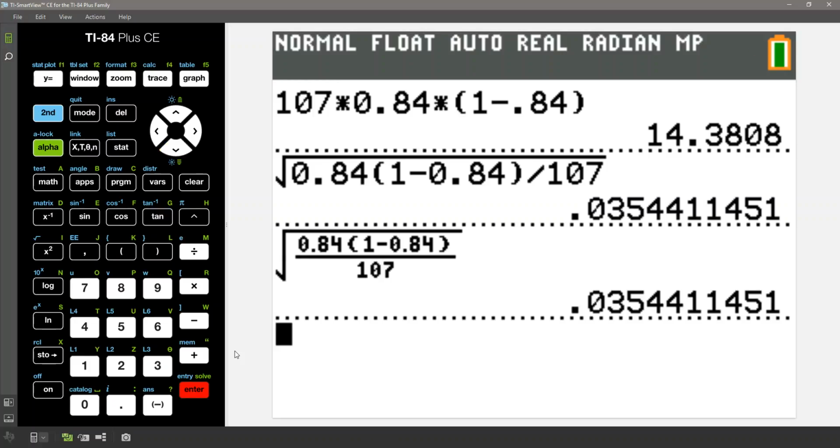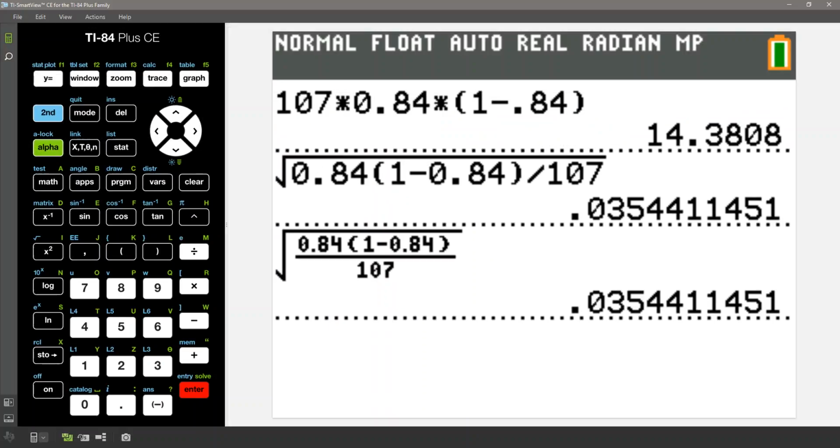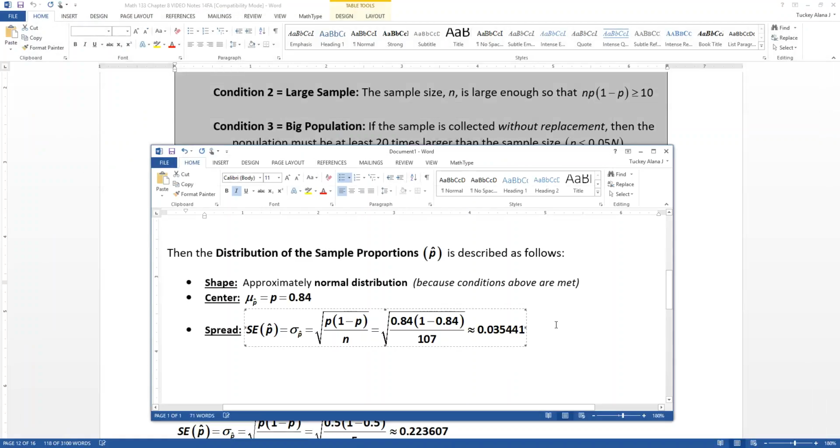So if you have a TI-84 with the newer operating system, you can do that by hitting the alpha F1 key. You'll get the same answer, but it looks more like what it looks like on paper. So now we know it's 0.035441. So that's an approximation. All right, there's our shape, there's our center, there's our spread.